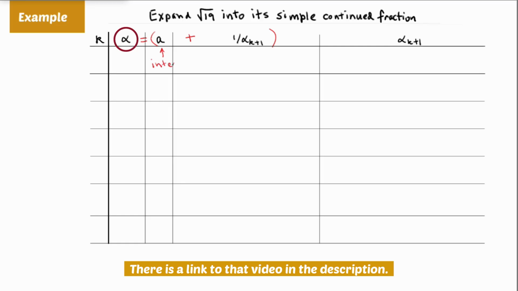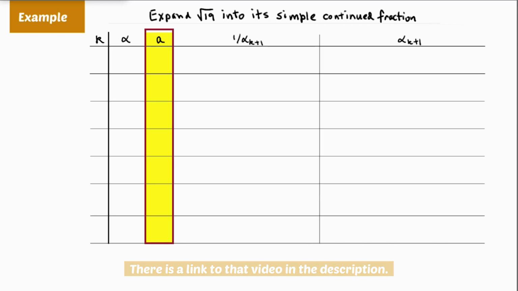A is the integer part of alpha. It's the largest integer that is less than alpha. And 1 over alpha k plus 1 is the fraction part of alpha. Then we'll take the reciprocal of 1 over alpha k plus 1 to get alpha k plus 1. We'll pass that to the next row and do the same thing. As we fill in the table, the values for a that we write are what make up the simple continued fraction. Maybe this seems confusing, but I think it will clear up as we do it.